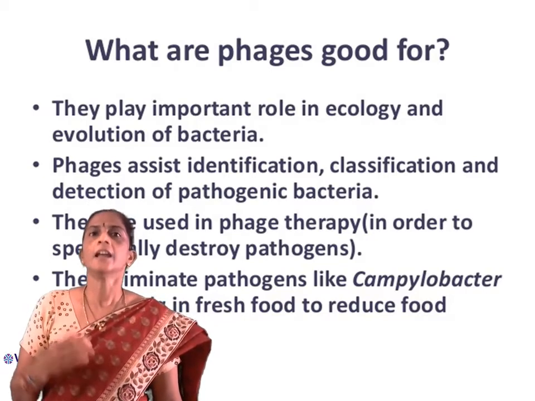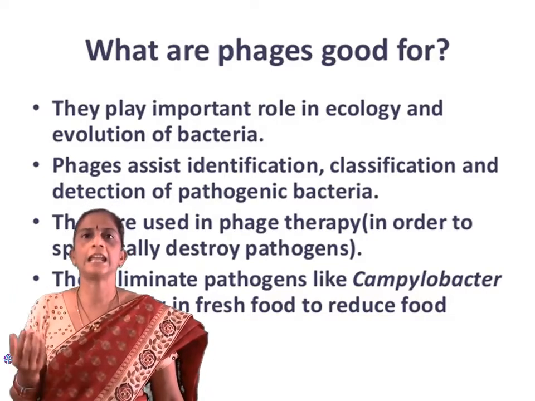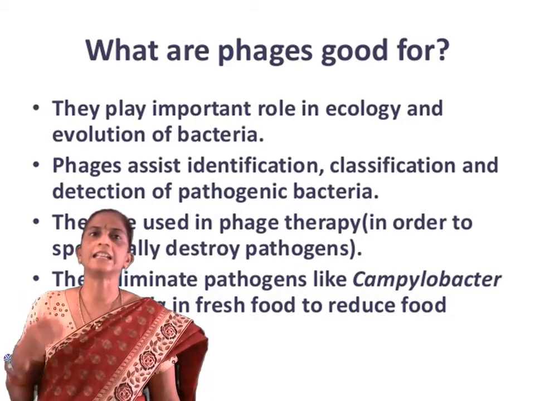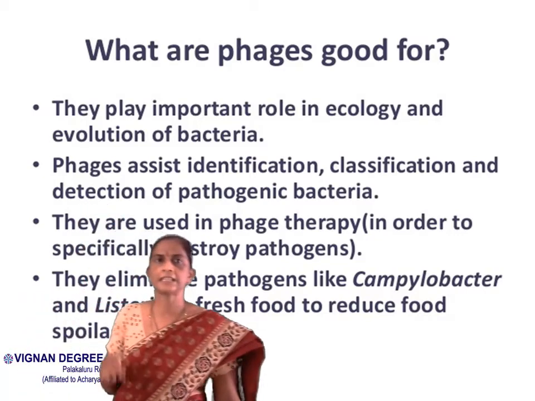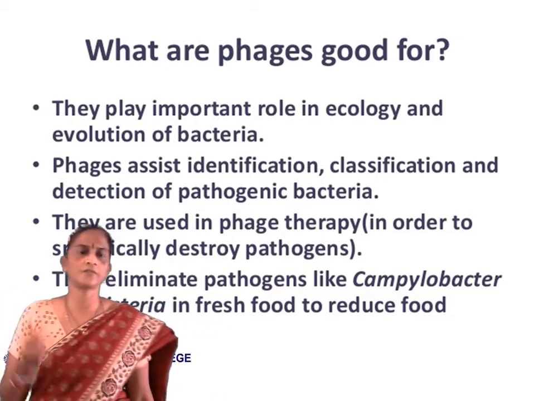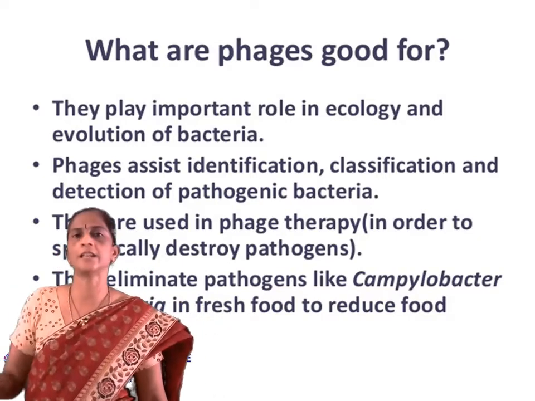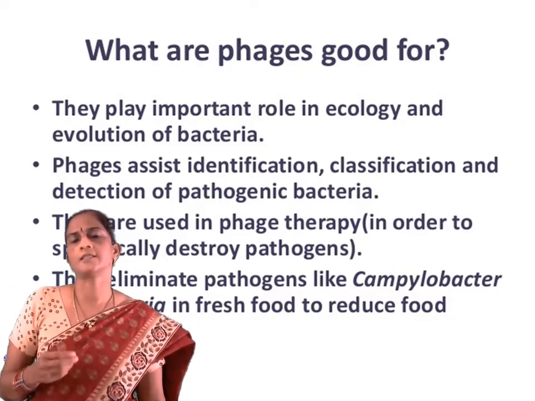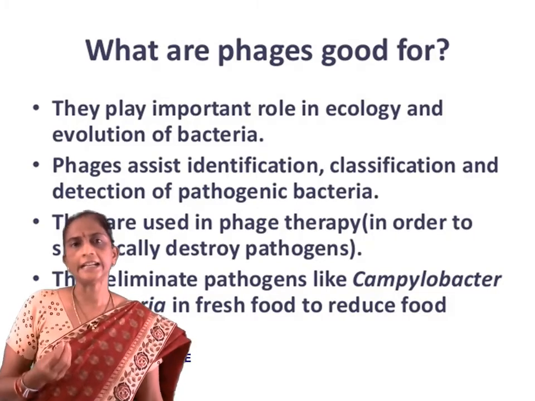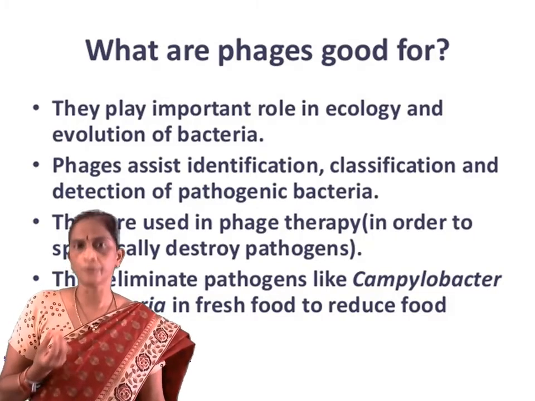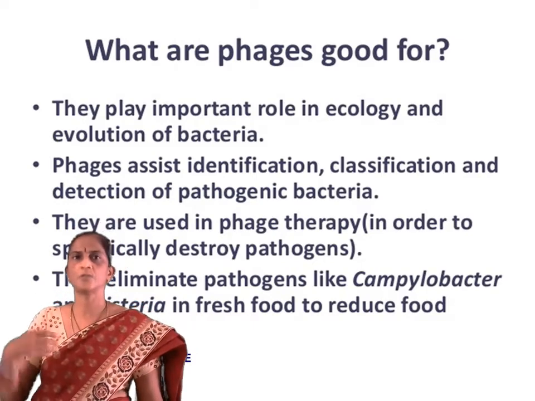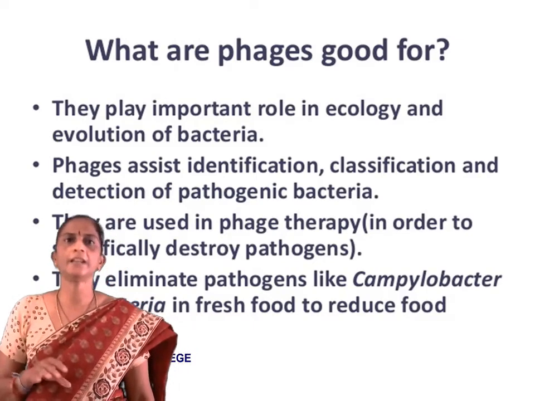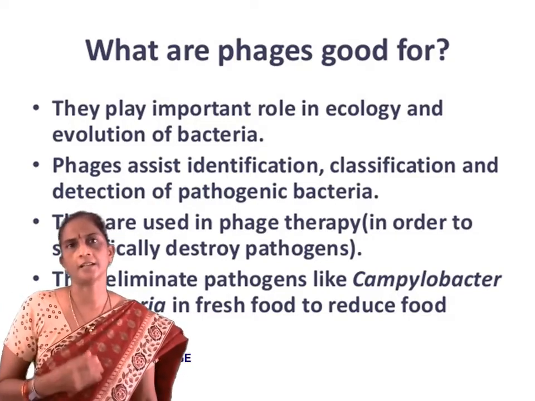They eliminate pathogenic bacteria like Campylobacter and Listeria in fresh food to reduce food poisoning. Listeria monocytogenes, which is present in the refrigerator, causes abortions. A pregnant lady can eat spoiled food from the refrigerator. It causes abortions. By using phage, we can eliminate this problem to some extent.